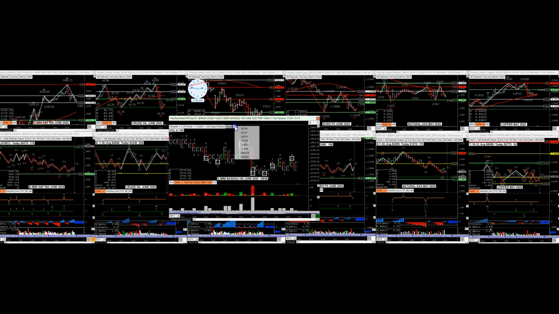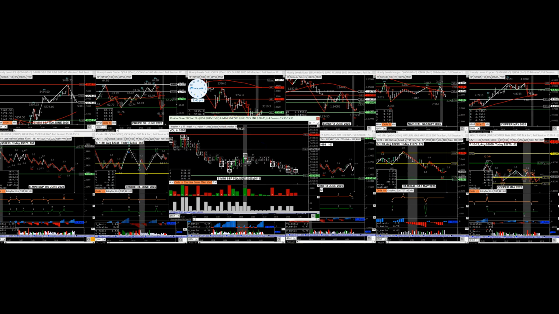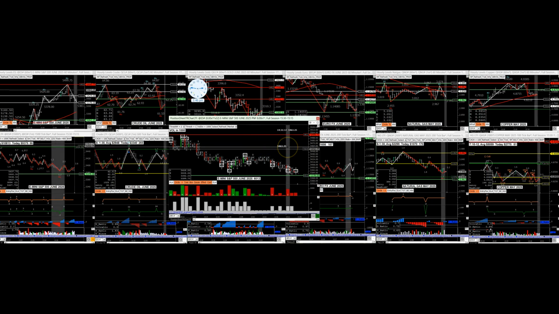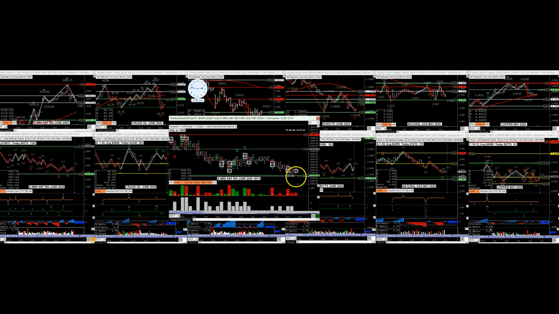And I think that's enough examples. Let's go back to the ES. See, it's getting really interesting here. Is this effort or is this absorption to break lower? That's the question. That's the question right here.